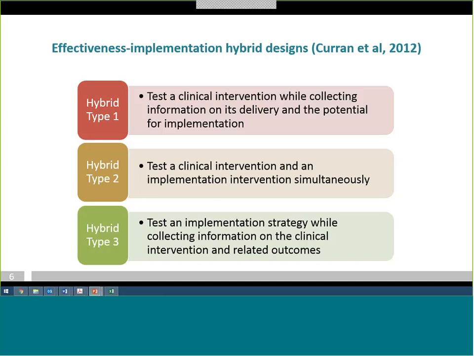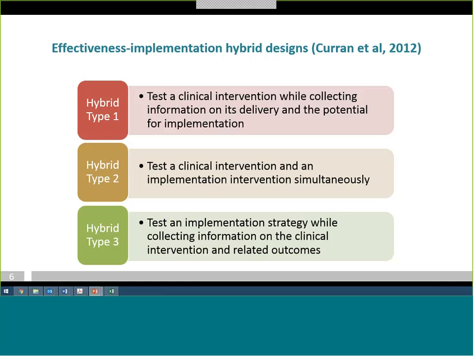And so that would be the condition that would allow us to test the implementation strategy as the primary target, but also collecting clinical intervention data in the study. So perhaps I'm not explaining it as well as it could be, but that's my understanding of the three types of hybrid design.